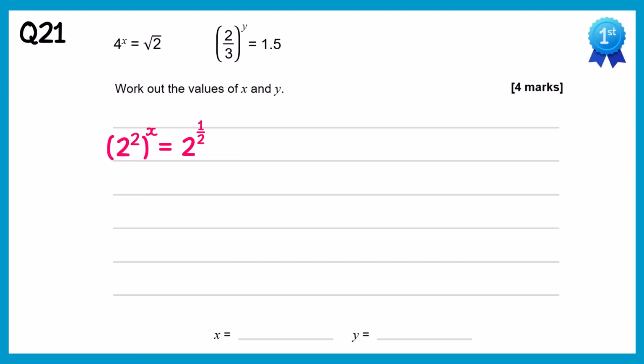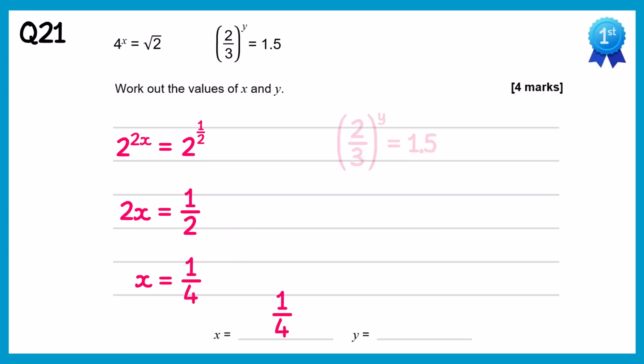So we have 2 squared to the power x. When you have a bracket raised to another power, you can just multiply the powers together. So this is the same as 2 to the 2x. Now we've written both sides as a power of 2. 2 to the 2x equals 2 to the half, which means the powers must be equal to each other. So 2x must equal 1/2. Now we just solve this by dividing both sides by 2. 2x divided by 2 is 1x, and 1/2 divided by 2 is 1/4. So x must have been 1/4.